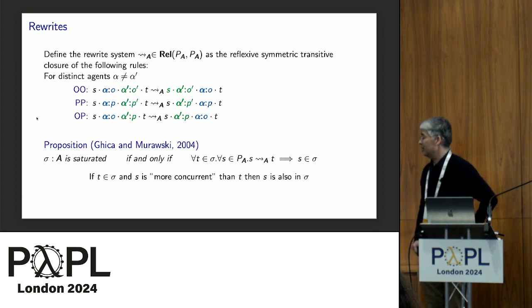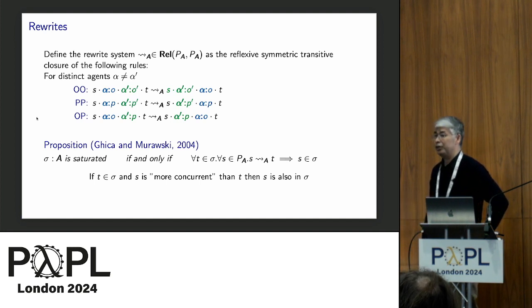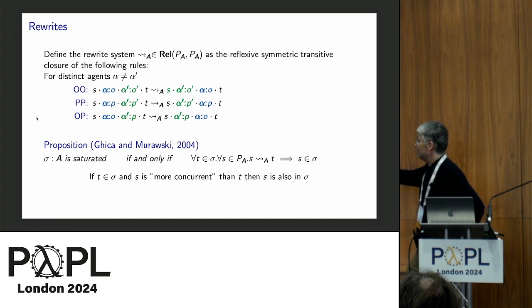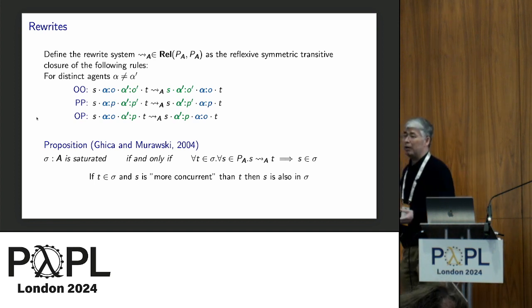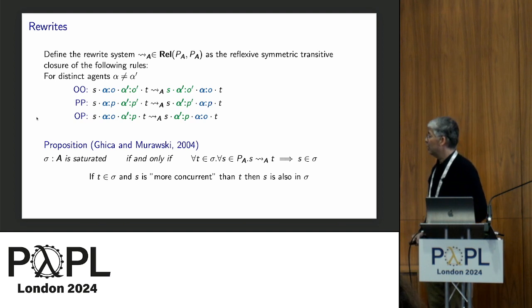Actually, as early as 2004, Ghica and Murawski had already introduced this notion of saturated, and showed that sigma is saturated if and only if these 3 rules hold. These are basically the permutations we are normally allowed when we talk about linearizable permutations.